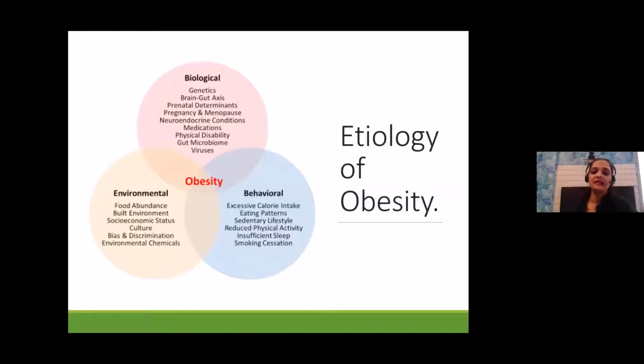But what is happening inside the body, with the behavioral and environmental aspects coming together, is the play of genetics and the gut-brain axis that promotes it. There are prenatal determinants such as the weight of the mother and the weight of the father. Stages of life such as pregnancy and menopause will promote weight gain. Also neuroendocrinological conditions, the role of different hormones, medications, physical disability or accidents, gut microbiome, or even viruses. All of these have their own contribution to leading to obesity.